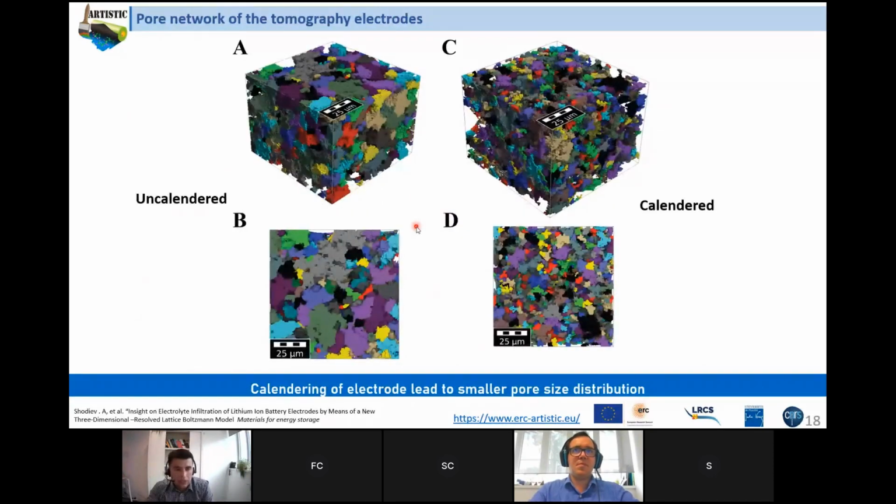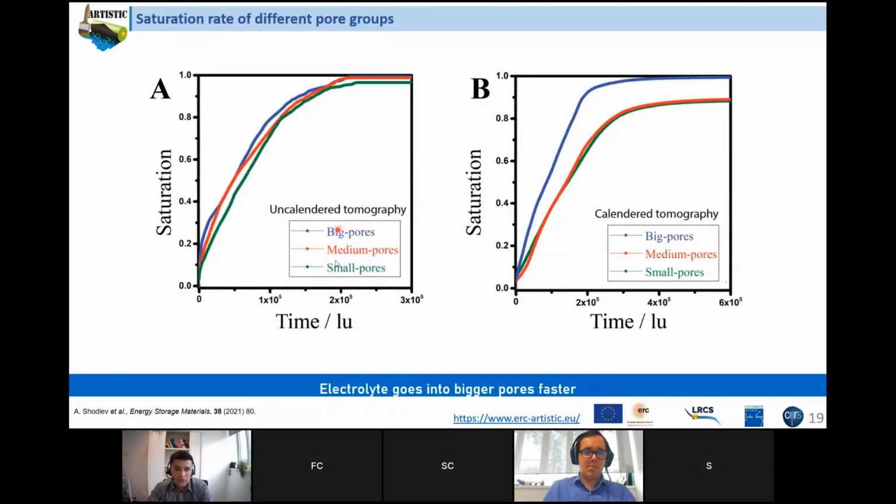Now let's look at the pore network of the electrodes, so we can extract pore networks as well. The question here was how pore size influences the wetting degree of the electrode and the wetting rate. Therefore, we extracted the pore network, and we listed all the pores by size, and we divided them into 3 groups. The first 33% is big pores, the second 33% is medium pores, the last 33% is small pores. The same for this electrode. But here it doesn't mean this big pore size is equal to these big pores.